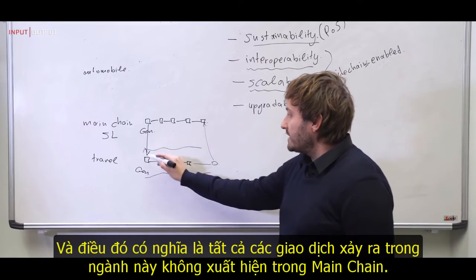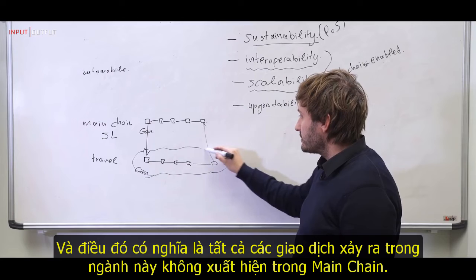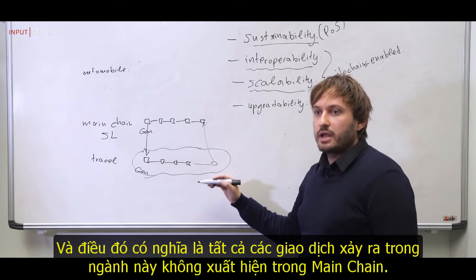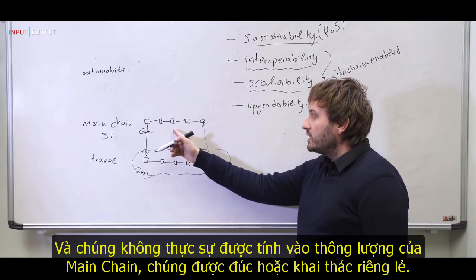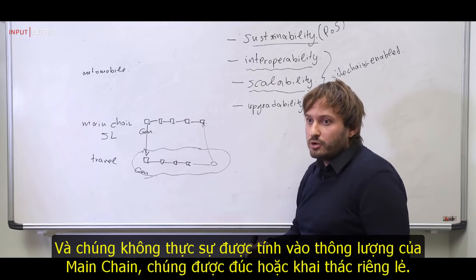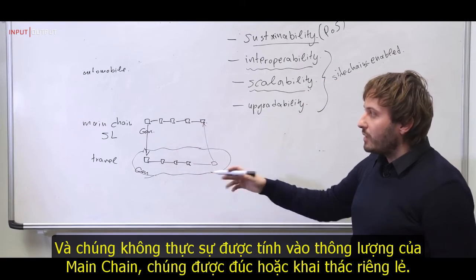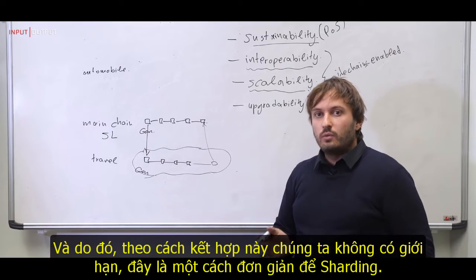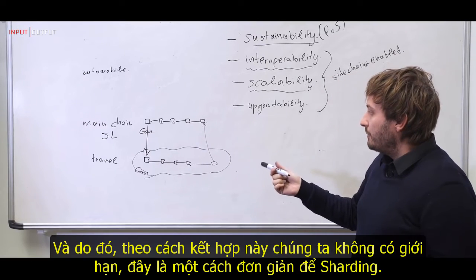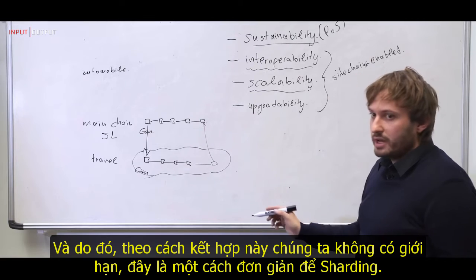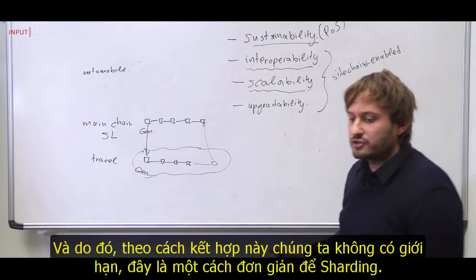And that means that all the transactions that happen within this industry are offloaded off the main chain. So they don't really count towards the throughput of the main chain, because, as I said previously, these are minted or mined separately. And so we don't have this limit in this combined way. So it's a very simple way of sharding things.